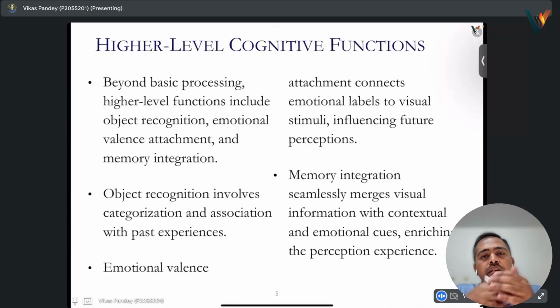He or she must have some past experience where the face of the person is related to someone with whom they have some happy memories or good emotional connect, and exactly the opposite for bad emotional connects. Okay, then memory integration seamlessly merges visual information with contextual information. So it is not just the vision, along with that some emotions, like something is happening.